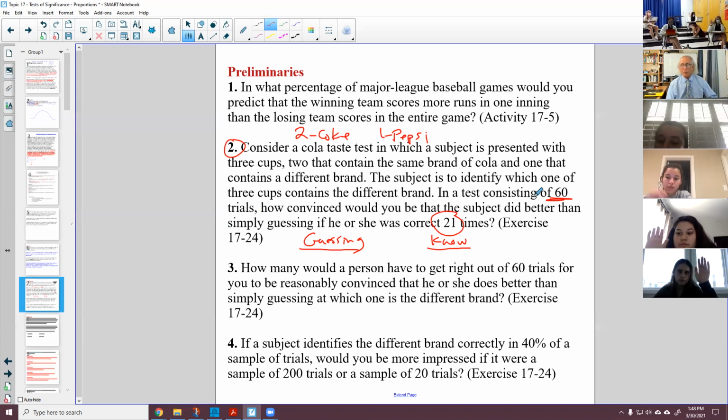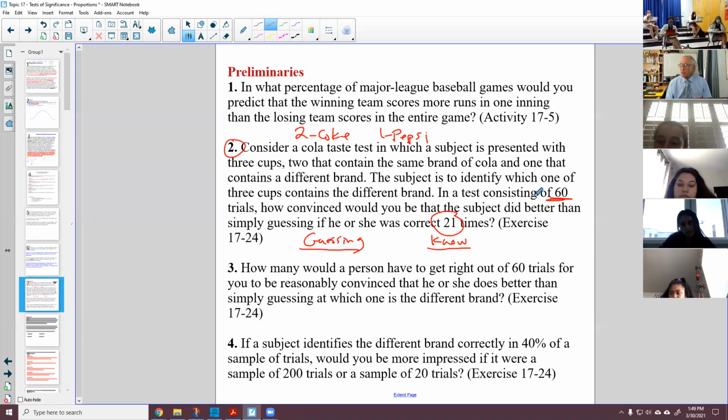I would tend to agree with you, because 1 Pepsi out of 3 cups is a third. If I'm guessing, a third of 60 is 20, right? So they could just guess, get 1 extra one right, and get maybe 21 out of 60. So how many out of 60 would a person have to get for you to be convinced that they weren't just guessing, that they really knew what they were doing?